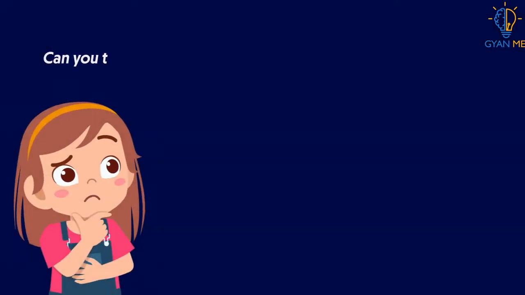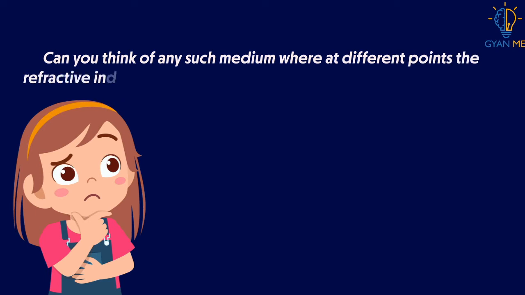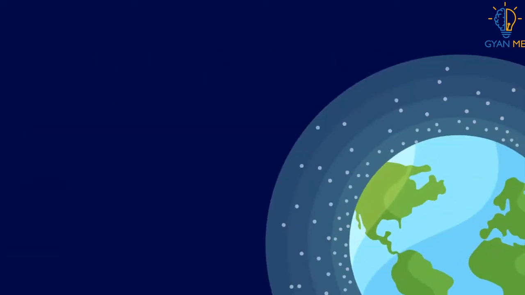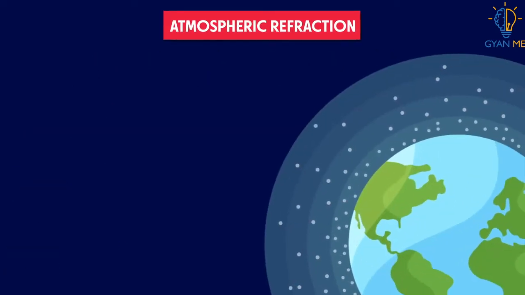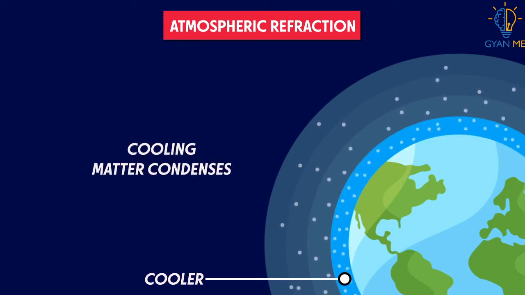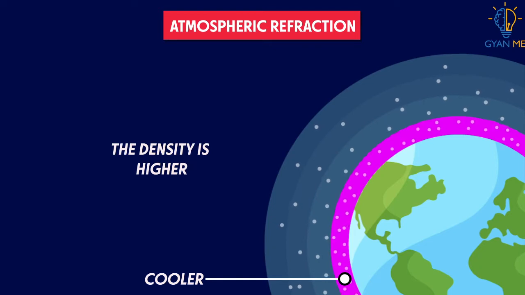Yes. Can you think of any such medium where at different points the refractive indices are different, even though the medium is same? Let me tell you, it's nothing but the layer of air around our Earth. Air near the Earth's crust is relatively cooler. So the atoms of gases are very close to each other. As you know, on cooling, matter condenses. So air particles also condense and the density is higher.